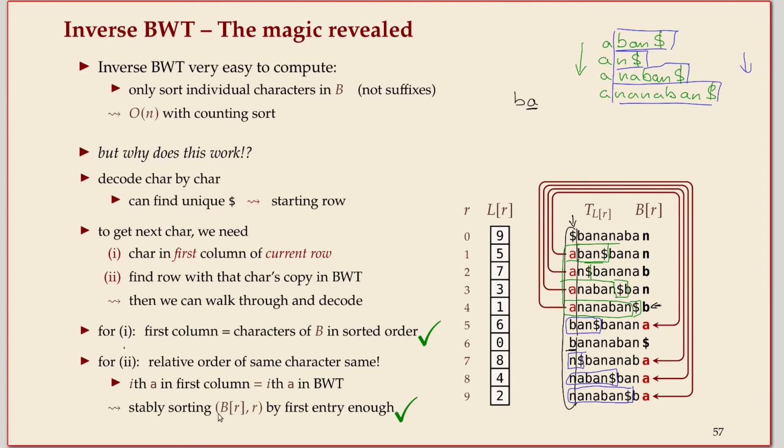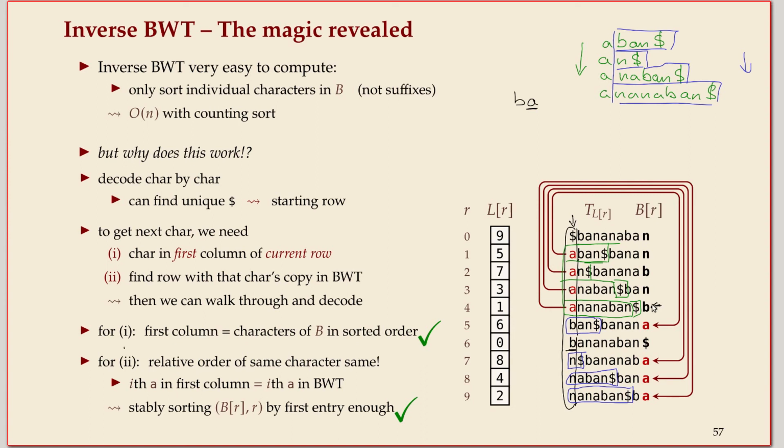You sort things by the first character. That generates the list sorted according to the first column. But then you keep this index in the BWT intact, so that even after you shuffled this around, the relative order of all the A's is still the same. Those two things taken together is what happens inside this inverse BWT procedure. Following these list pointers is exactly following these red pointers.